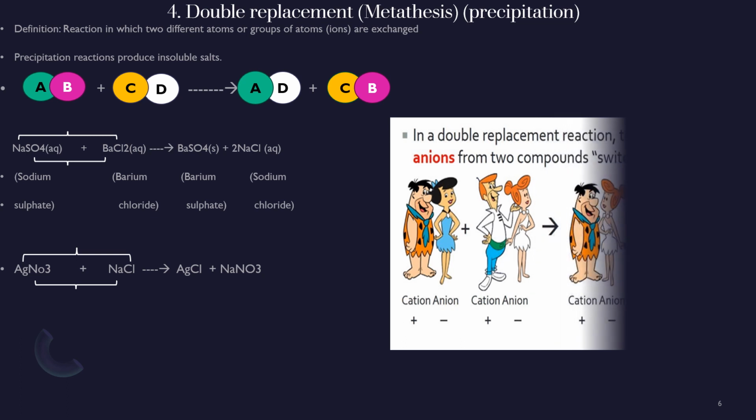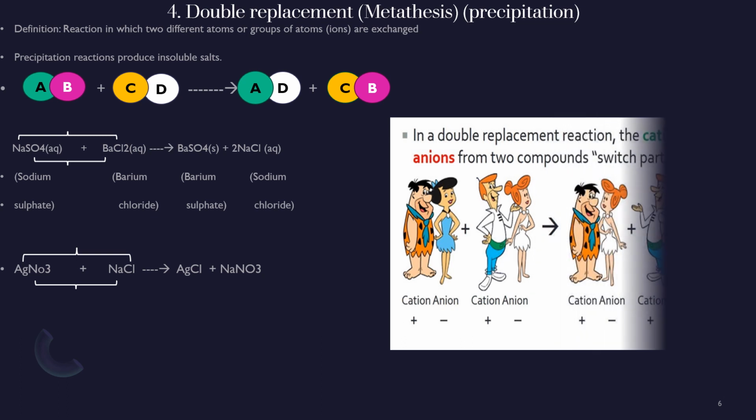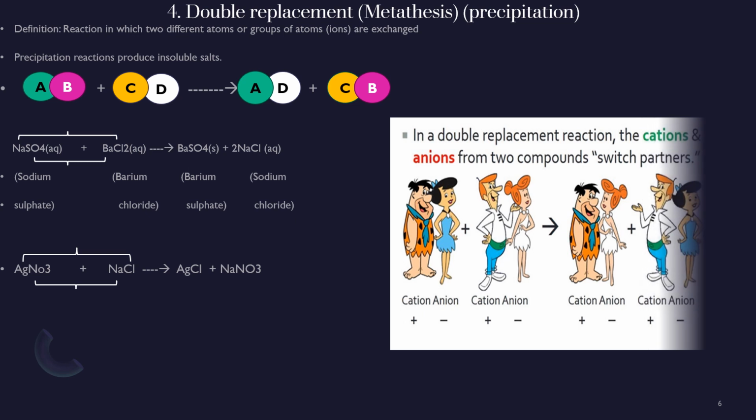In this reaction, we will get the precipitation at the bottom of the compound, that is, the solid form is called precipitate.